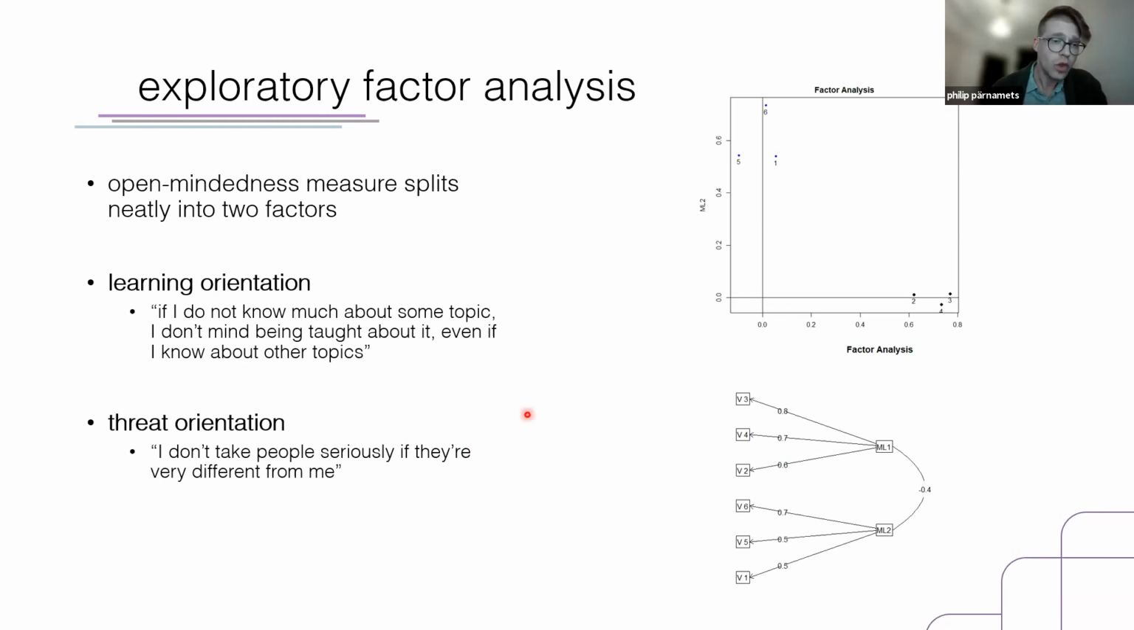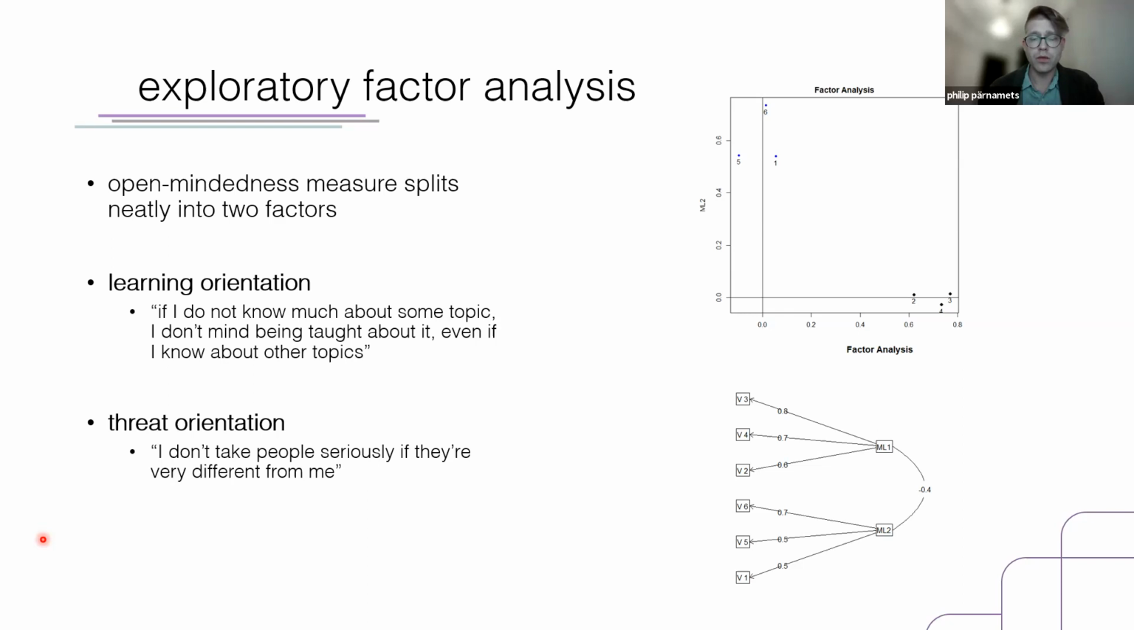One we call learning orientation, and it loads on items that express some sort of positive value of engaging with other people or with topics, and a willingness to learn from other people. The other factor we call threat orientation, and it seems to capture a sort of negative emotion or unwillingness to engage with other people, or a threat to the self or the ego in terms of relating, learning or engaging with new ideas.